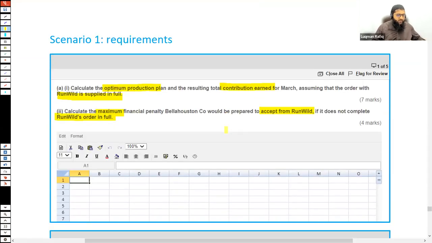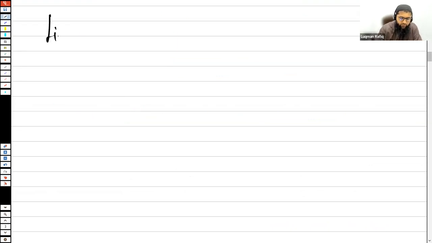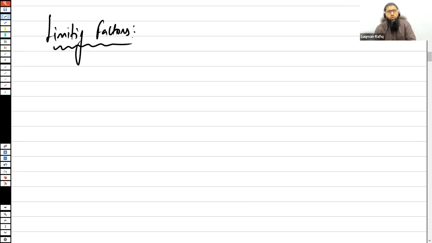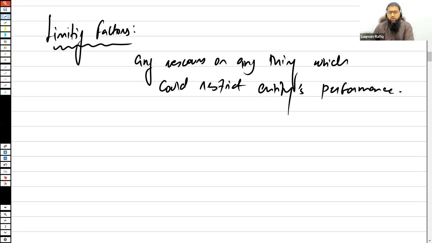Before I go on discussing this question, I would like to have a bit of a discussion about limiting factor analysis and how decision-making is done using it. First, let's talk about the limiting factor. What exactly is the concept of a limiting factor? A limiting factor is any resource, or anything, which could restrict the entity's performance. So any resource that could restrict the entity's performance is going to be the limiting resource.